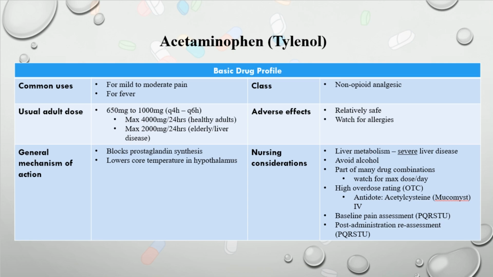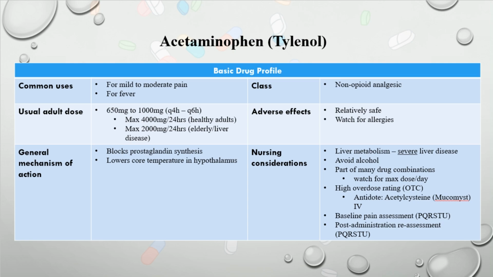Now, Acetaminophen, brand name Tylenol, we're going to use it for mild to moderate pain and for fever. It belongs to the non-opioid analgesic class. The usual dose for an adult is usually between 650 mg to 1 gram per dose every 4 to 6 hours, with a maximum of 4 grams in 24 hours for healthy adults. If it's an elderly patient or a patient who has known liver disease, then we might need to cut it down to 2 grams maximum for 24 hours. It's a relatively safe medication. However, we should always watch for allergies.